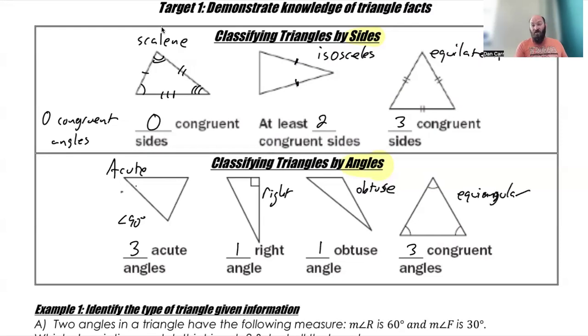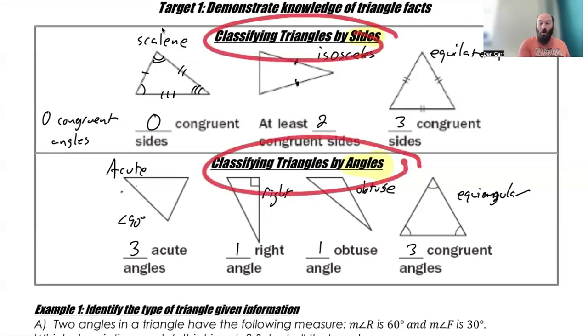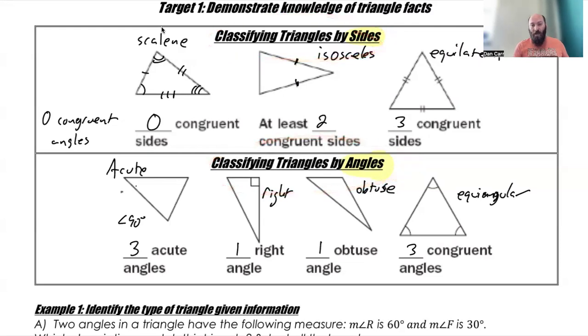Now, when you do your classification, as long as there's enough information, which almost always there will be, you're going to have one of the answers from here and one from here. So it's going to be a combination of things. So for example, you can have an acute scalene triangle. You can have a right isosceles. Okay. You can have an obtuse scalene.